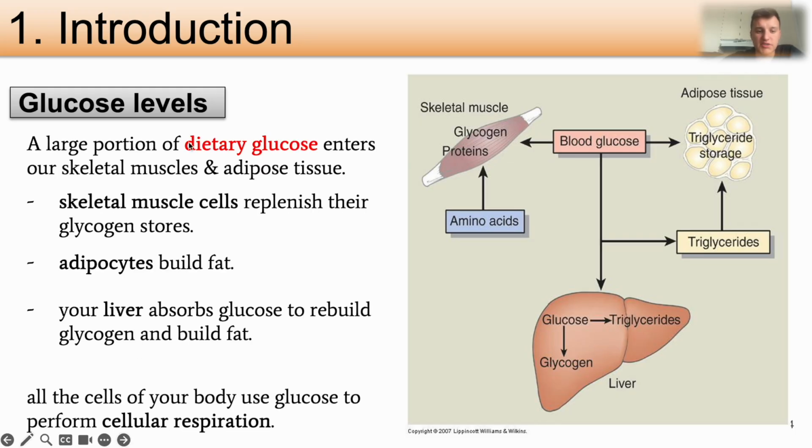So glucose levels, right? A large portion of dietary glucose enters our skeletal muscles and adipose tissue. So that blood glucose goes to our skeletal muscle and our adipose tissue. In skeletal muscle, we replenish our glycogen storages. In our fats, we build fat, right, in these adipocytes. And in your liver, we actually absorb glucose to rebuild the glycogen, right, but also to build fat. If there's enough glycogen, then you'll build fat. And all the cells of your body use glucose to perform cellular respiration, right? This glucose also goes everywhere else where it is needed. Every other cell needs glucose as well.